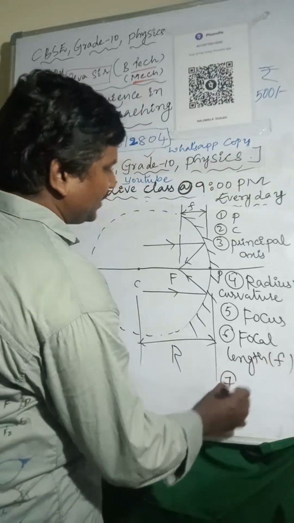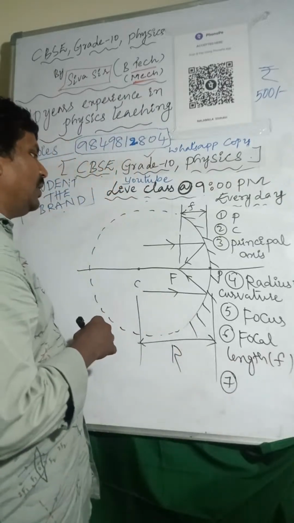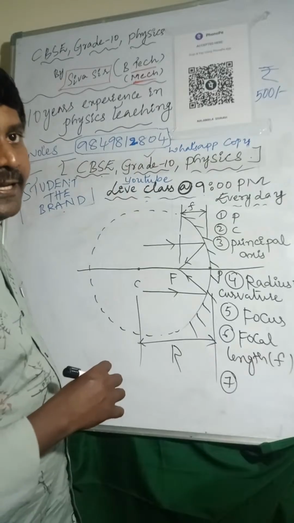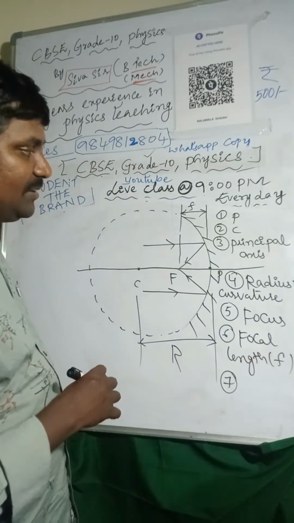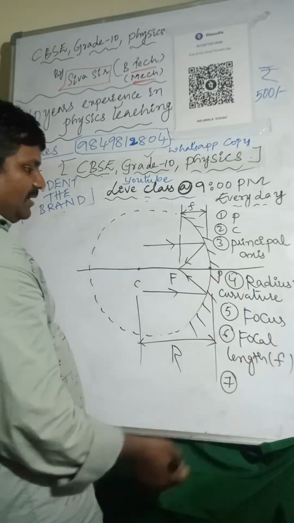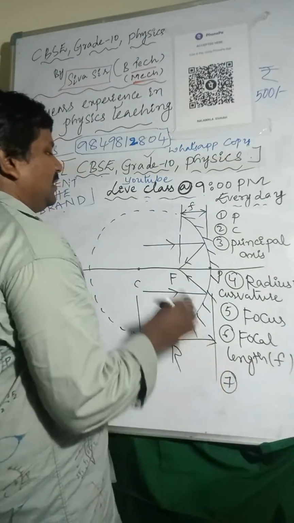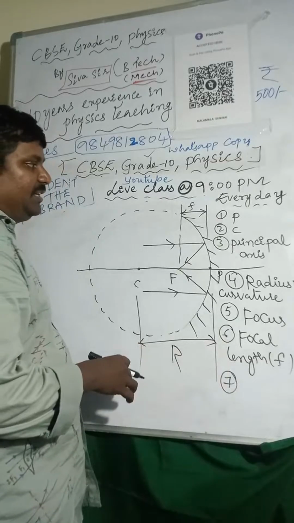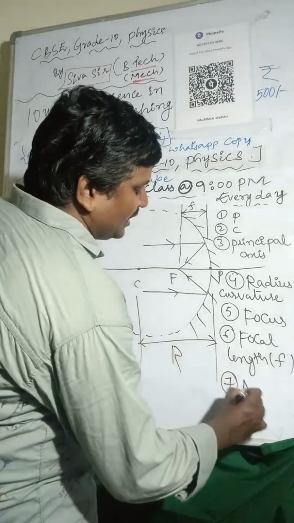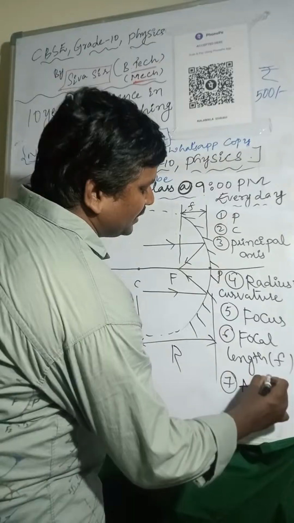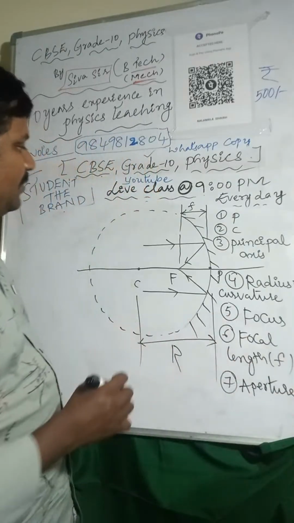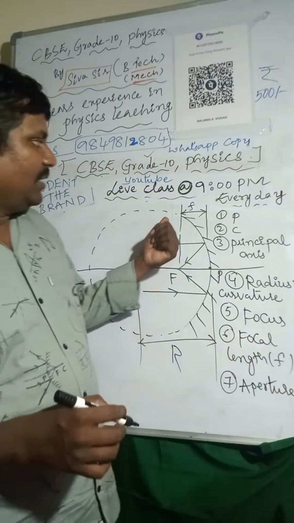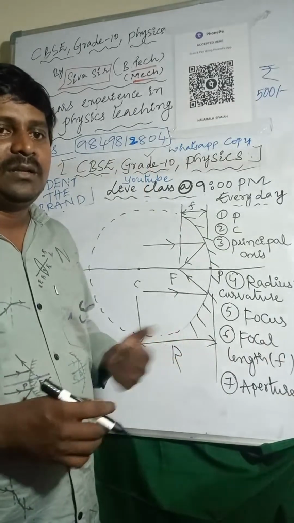Then the seventh one. What is the seventh one? The width or diameter of the mirror, or reflecting surface, is called aperture. Aperture is nothing but wherever a reflecting surface.